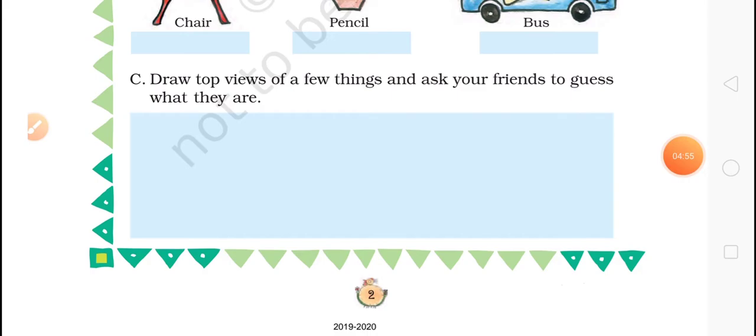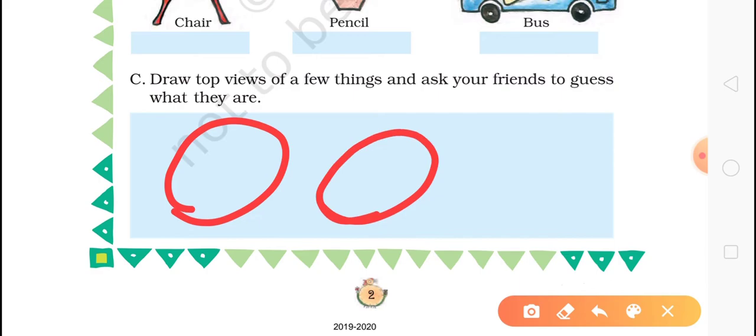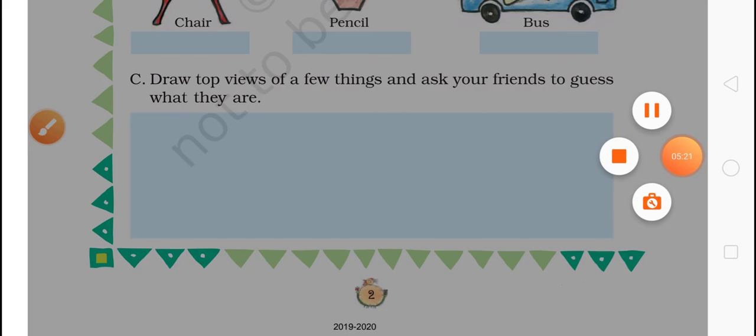Now draw the top view of a few things and ask your friends to guess what they are. So here you have to draw 2 or 3 things which you can guess. Ask your friends to guess what they are. It means you have to draw the pictures here and ask your friends whether they can recognize the objects or not.